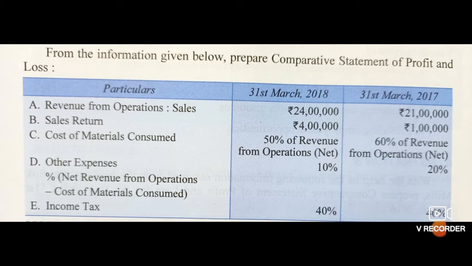of net revenue from operations minus cost of material consumed. So, net revenue from operations 20 lakhs less cost of material consumed, then we will get 10 lakhs and 8 lakhs, and the percentage of other expenses is 10% and 20%. Then that we will calculate at the time of solving the problem. It's easy. And income tax rate is 40%. So now let's prepare comparative statement.